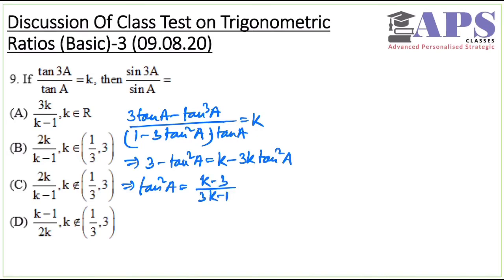Since this is tan square a, the square of something, it must be positive. That is fine, but I don't need tan square a. This sin 3a by sin a is 3 minus 4 sin square a, so I need sin square a, that can be found from tan square a, because tan square a is sec square a minus 1. So sec square a is 1 plus tan square a.